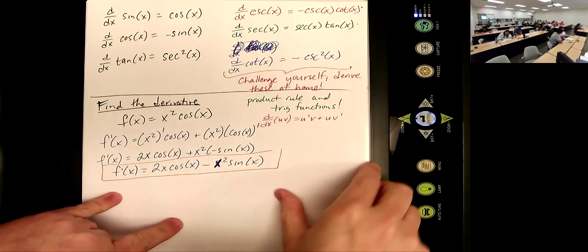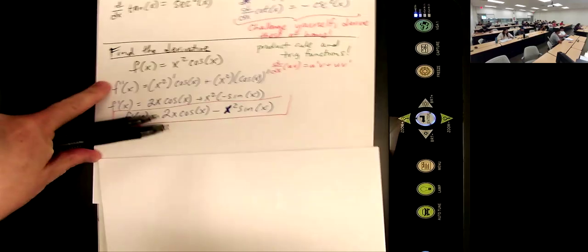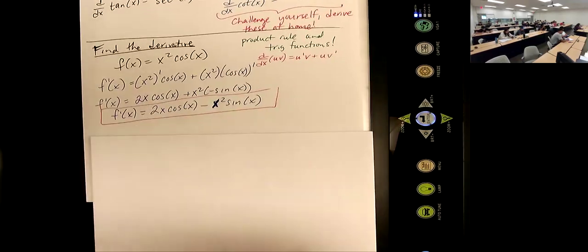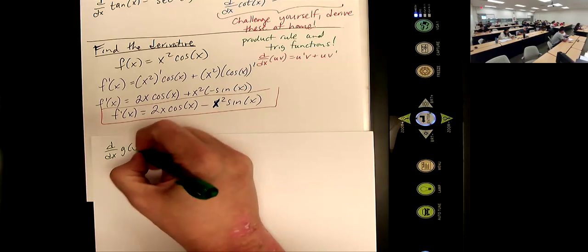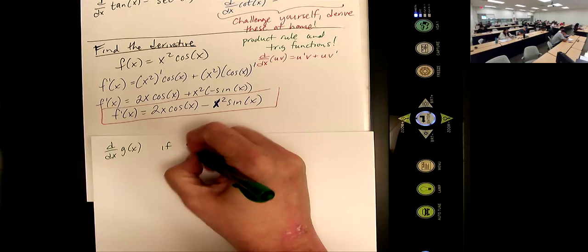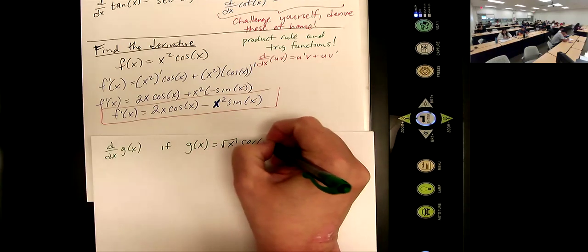If you're ready to start on the next, as I suspect some of you are. Take the derivative of g of x. If g of x is the square root of x times secant x plus 3.